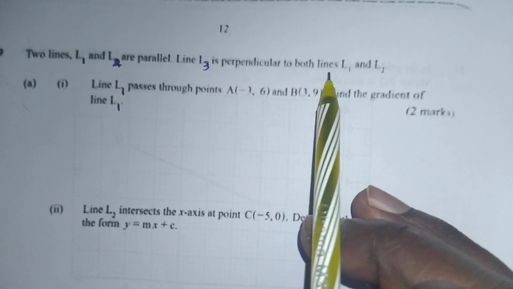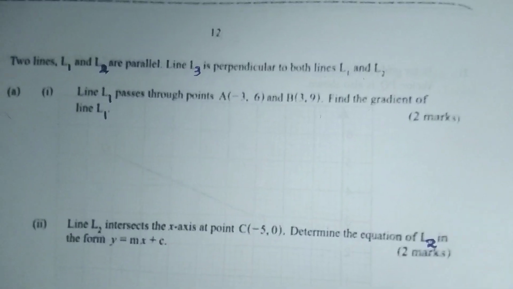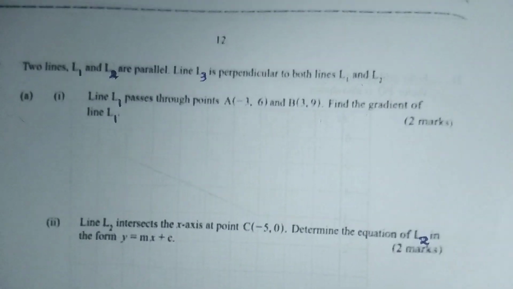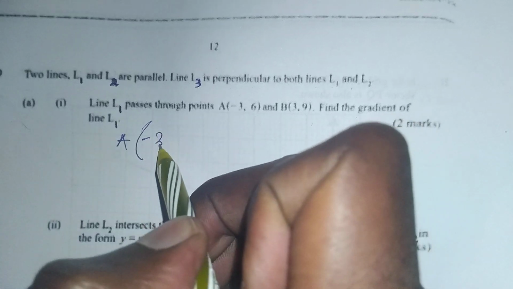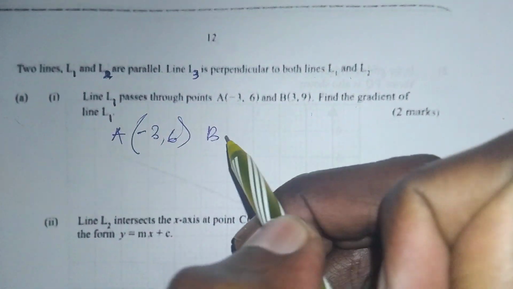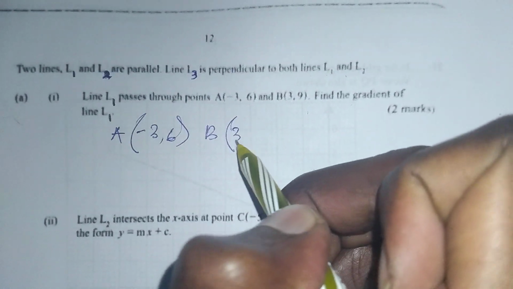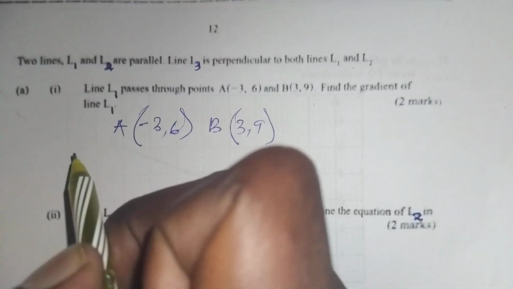The question is: two lines L1 and L2 are parallel. L3 is perpendicular to both L1 and L2. Line L1 passes through points (-3, 6) and (3, 9). Determine the gradient of line L1.